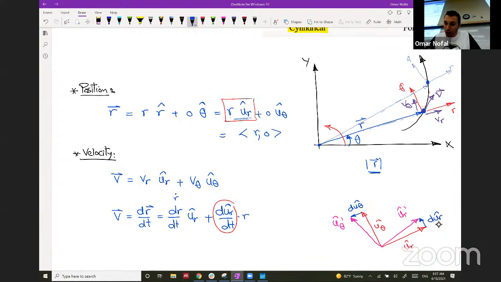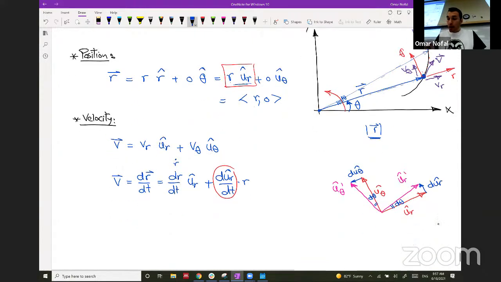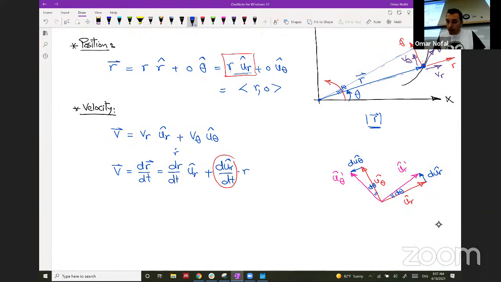So we know that the change in the angle is very small, assuming that this is a very small angle, d theta. So this will be d theta and this will be d theta. And if we want to calculate the value of the dur hat, it should be equal to the magnitude of this length, which is the magnitude of the ur hat multiplied by d theta. And in the direction, as we know that this is perpendicular to the ur, it should be parallel to the u theta hat. So this is the unit direction of this value.